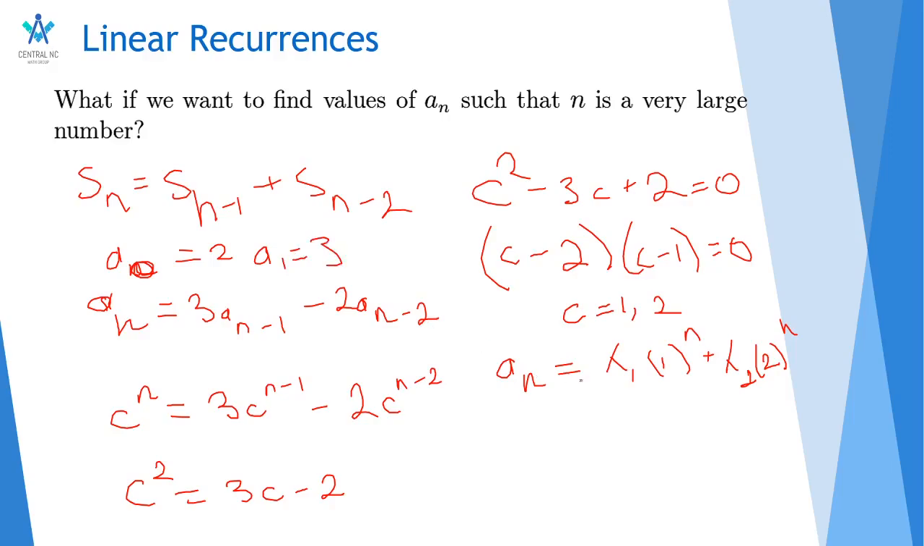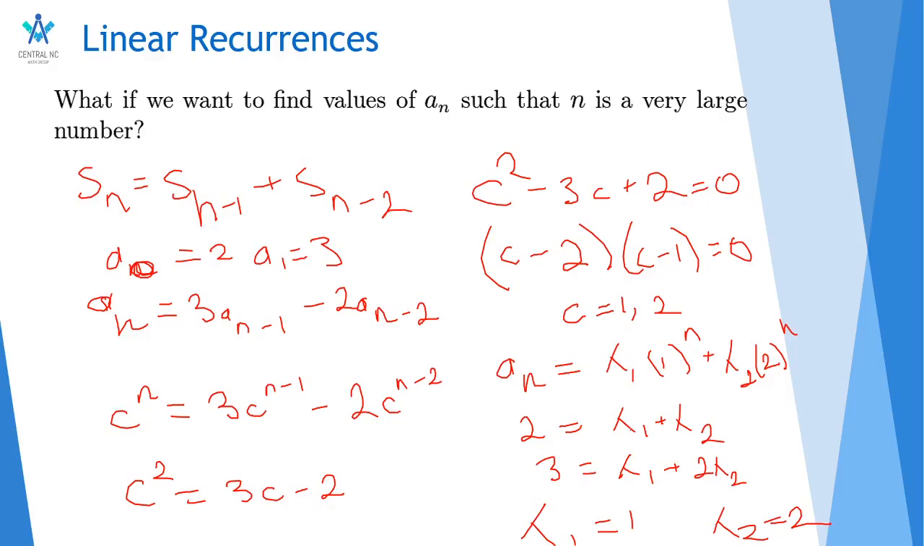If you substitute in 0 for this, you get that 2 is equal to just this plus this. And if you substitute in 1, you get 3 is equal to lambda 1 plus 2 lambda 2. And you can solve the system of equations. I purposely made the values such that lambda 1 is equal to 1 and lambda 2 is equal to 2. So that gives you the explicit formula.